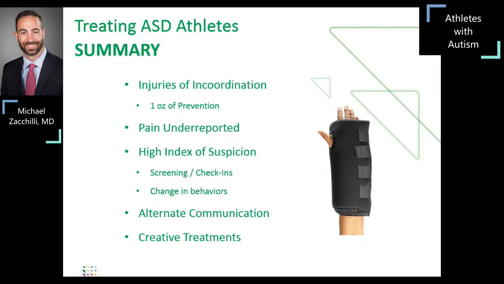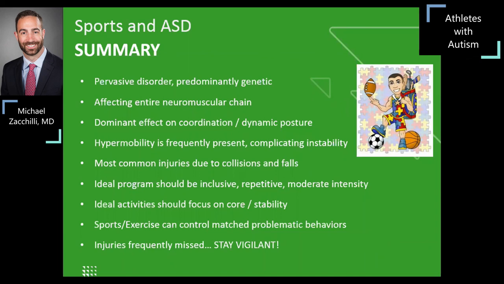So overall, for sports and autistic spectrum disorders, this is, again, a pervasive condition. It's predominantly genetic, and it affects the entire neuromuscular chain and is dominantly affecting the coordination and posture of our patients. And the presence of hypermobility further complicates this. As a result, we need to focus heavily on core strengthening and stabilization activities. Sports clearly can have a very strong effect on this in a positive manner. And so ideal programming should be inclusive of these activities.